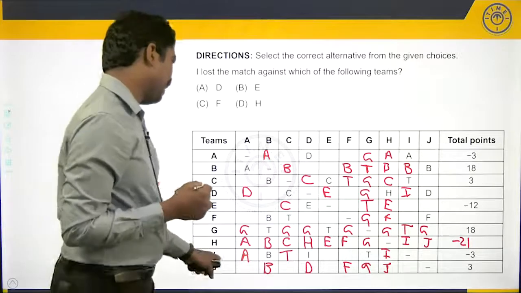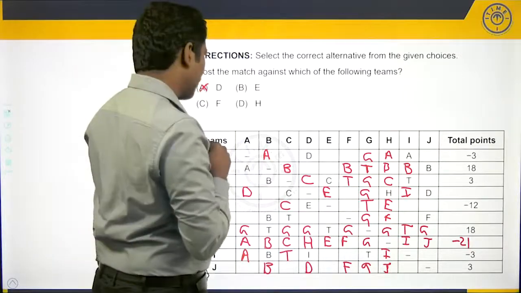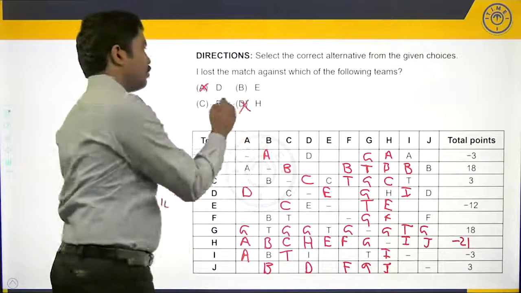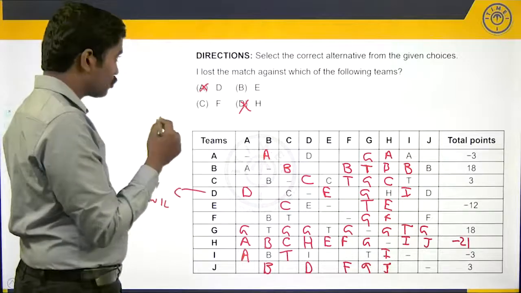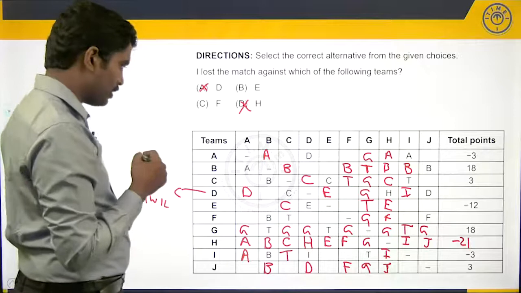Okay, let's see. I actually won against D, so this is ruled out. What about E? We don't know. What about F? We don't know. What about H? H is also ruled out. I has lost to either E or F. We just need to identify this one. Is I losing to E or F?